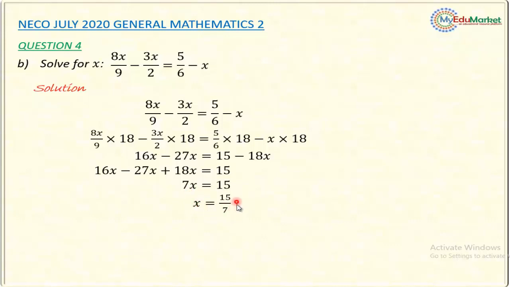And this 15 over 7, change it to a mixed fraction. That is going to be 2 whole number 1 over 7. So this is the value of x. So with that I finish answering this question.